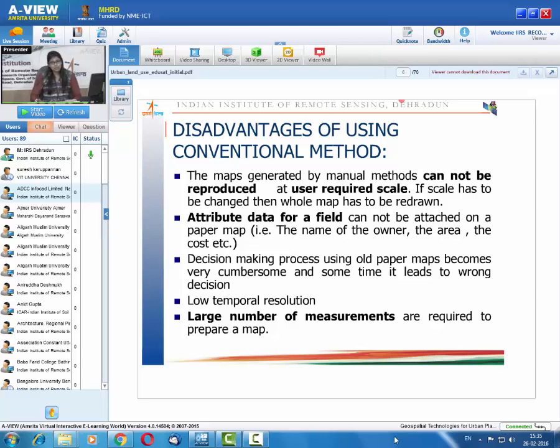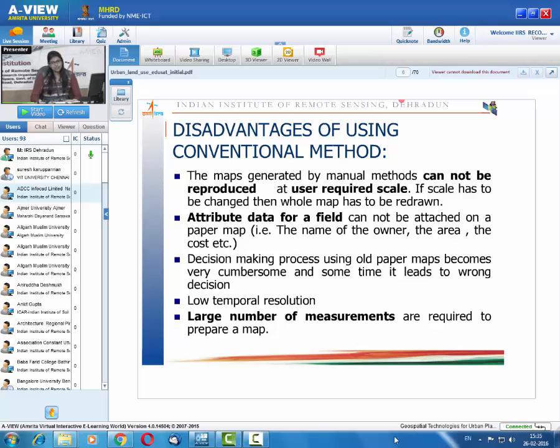Then, once the map is prepared, whatever attributes you are filling to that particular area can be written by hand over the hard copy map. But the attribute data that you want to fill in later on, it is not possible for you to keep on writing everything on the map. So once a GIS map is prepared, once a database is prepared, you can keep on adding more and more attribute data, more and more fields to that particular data once the base map or the base layers are prepared.